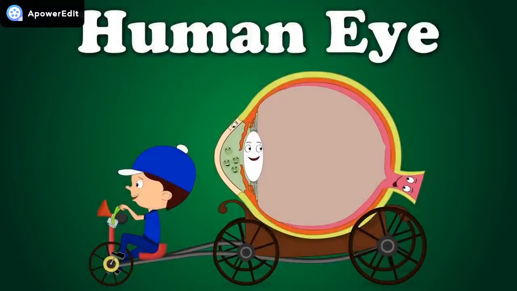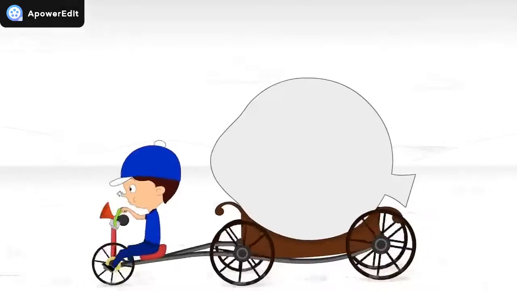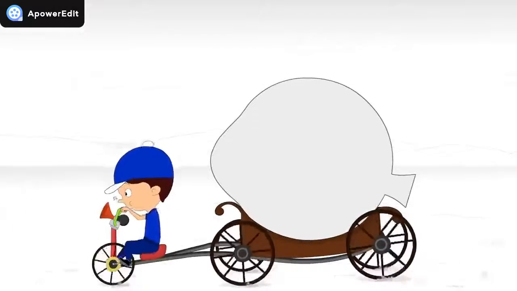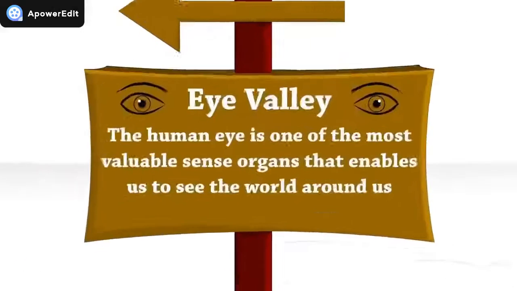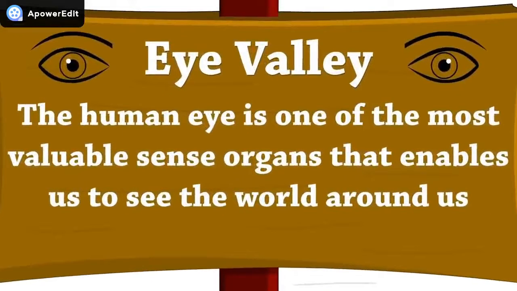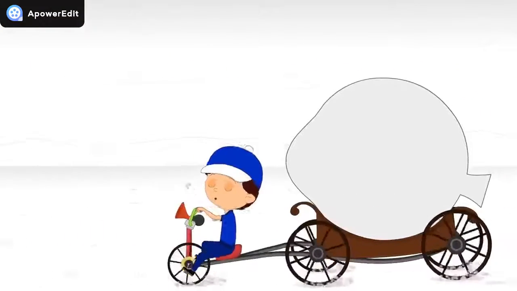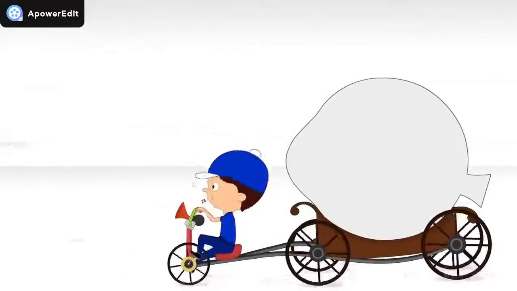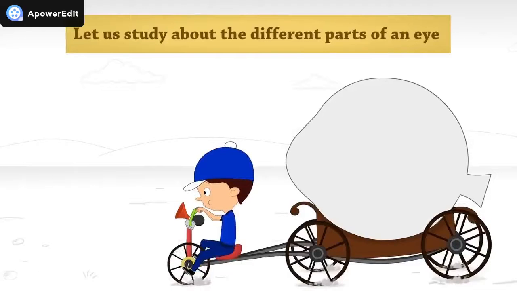Our topic for today is the human eye. The human eye is one of the most valuable sense organs that enables us to see the world around us. Let us study the different parts of an eye.